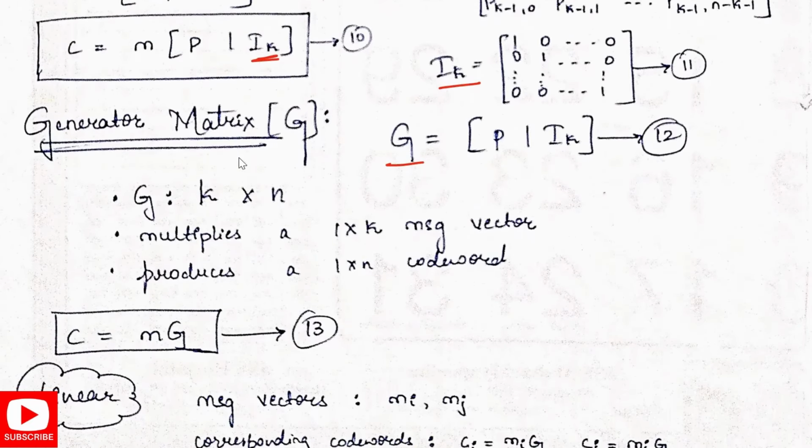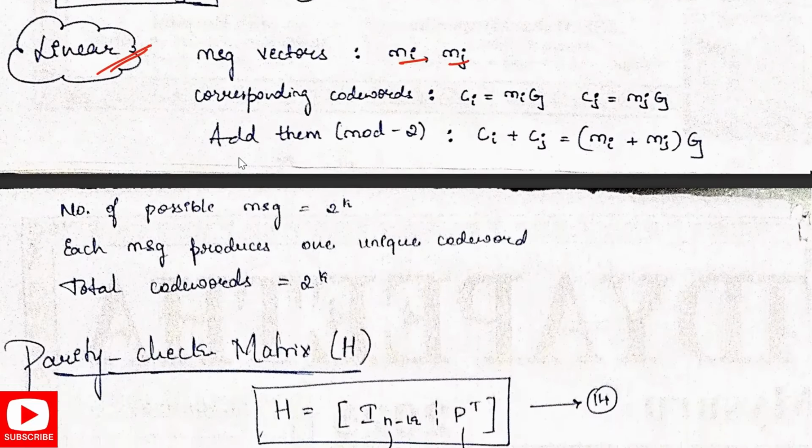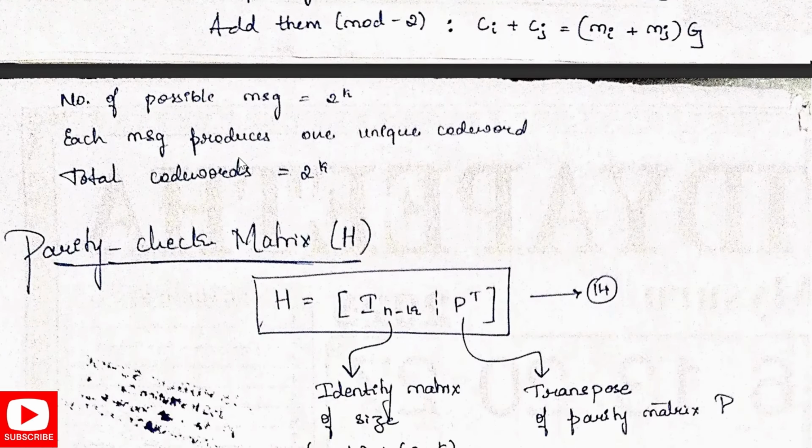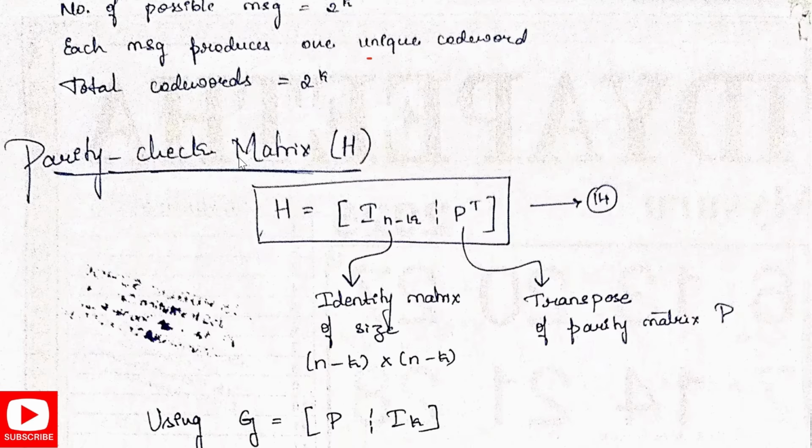G, the generator matrix, is given by k into n, where it multiplies 1 into k message bits and produces a 1 into n code word. So C is equal to M into G. For a linear code, consider two message bits, Mi and Mj, with code words Ci and Cj. If you add them in modulo 2 addition, you get that expression. The number of possible messages is 2 power k. Each message produces one unique code word, and the total number of unique code words is 2 power k.